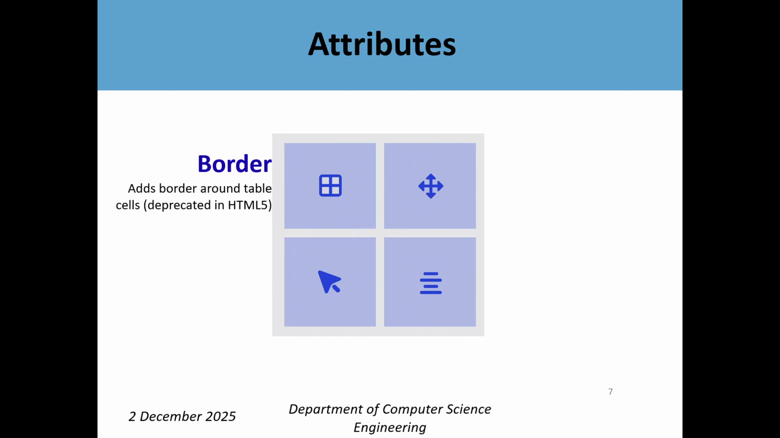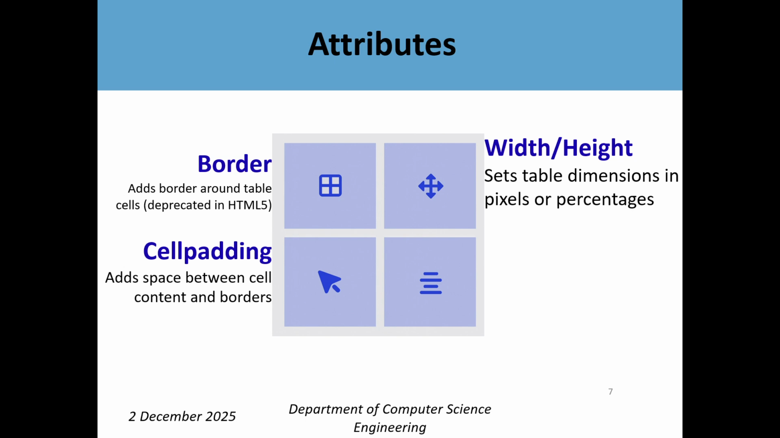Attribute border: add border around table cells. Padding: add space between content and border.